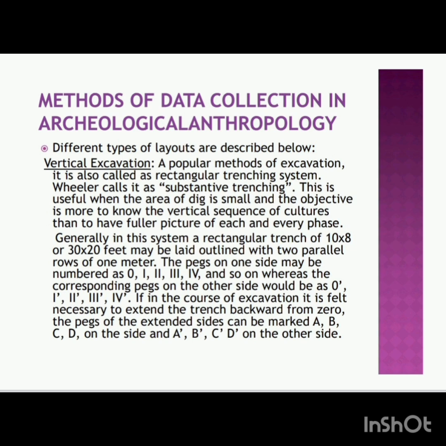Generally, in this system, a rectangular trench of 10 by 8 or 30 by 20 feet may be laid out, outlined with two parallel rows of pegs 1 meter apart. The pegs on one side may be numbered 0, 1, 2, 3, 4 and so on, whereas the corresponding pegs on the other side would be numbered 0, Roman I, 2, 3, 4. If in the course of excavation it is felt necessary to extend the trench backward from 0, the pegs of the extended sides can be marked A, B, C, D on one side and A', B', C', D' on the other side.